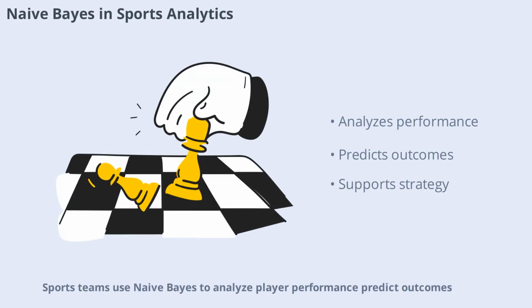Sports teams use Naive Bayes to analyze player performance, predict outcomes, and develop strategies. By processing data from games and training sessions, the algorithm helps coaches make data-driven decisions for better results.